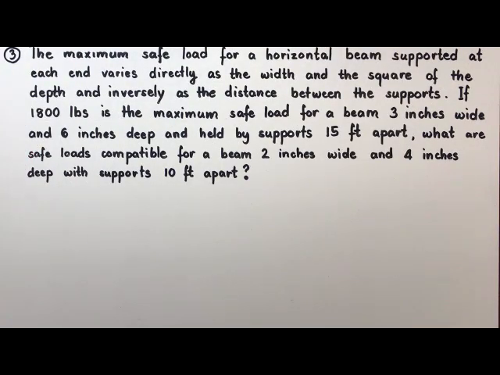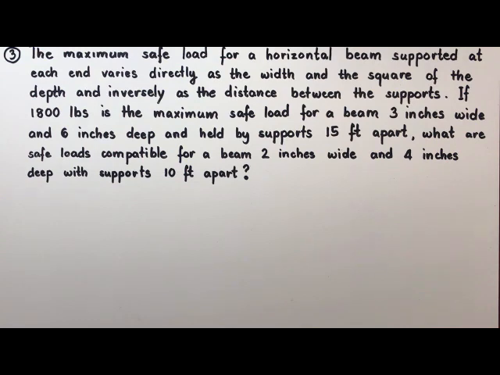So let's proceed to this third problem. The maximum safe load for a horizontal beam supported at each end varies directly as the width and the square of the depth, and inversely as the distance between the supports. If 1,800 pounds is the maximum safe load for a beam 3 inches wide and 6 inches deep and held by supports 15 feet apart, then what are the safe loads compatible for a beam 2 inches wide and 4 inches deep with supports 10 feet apart?